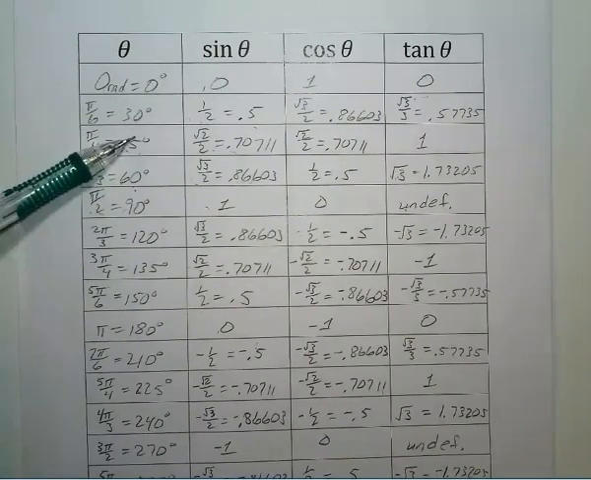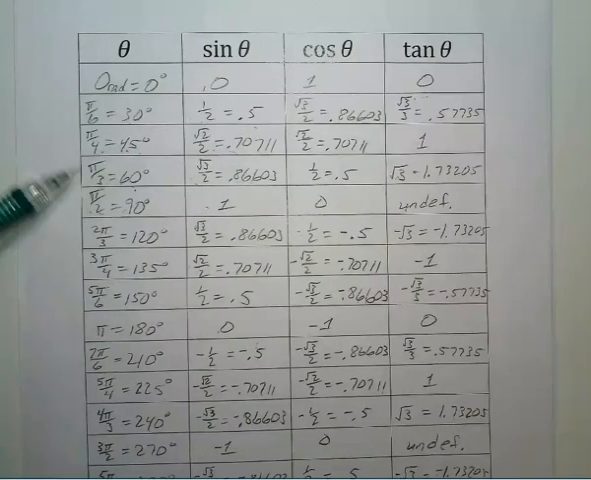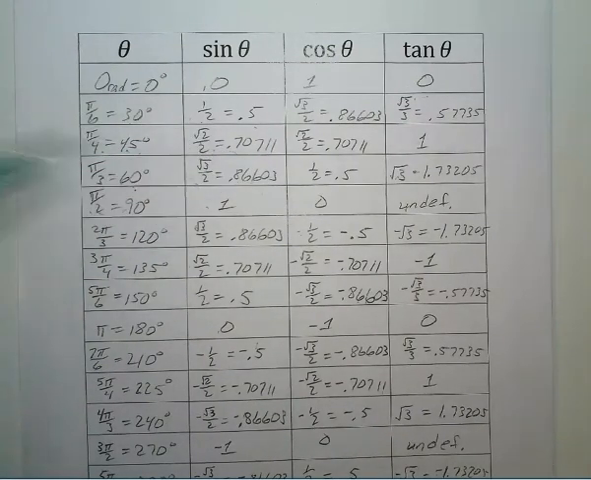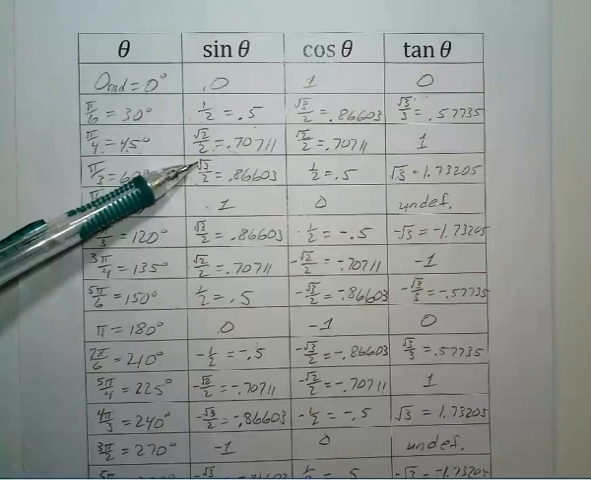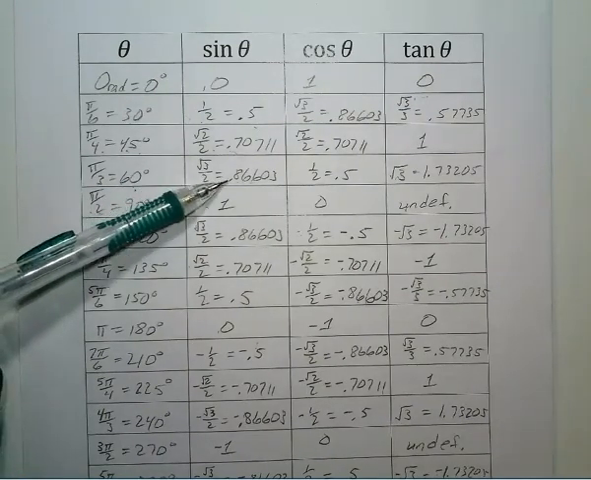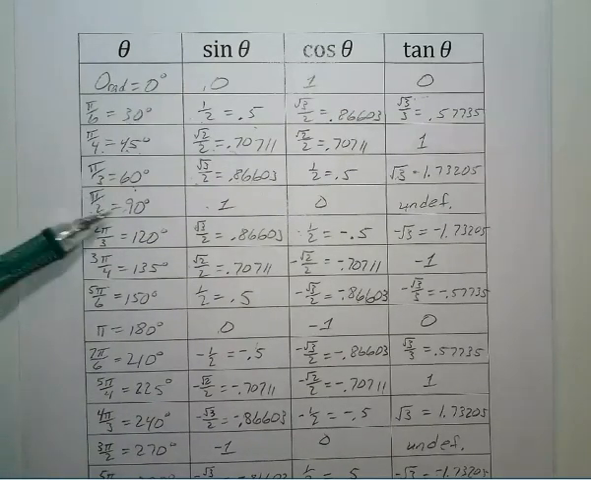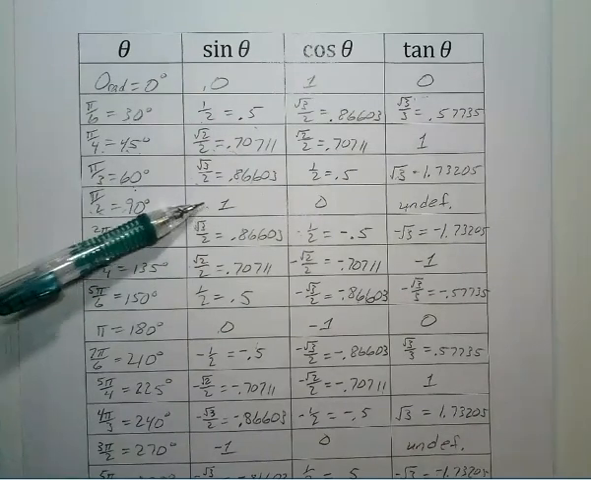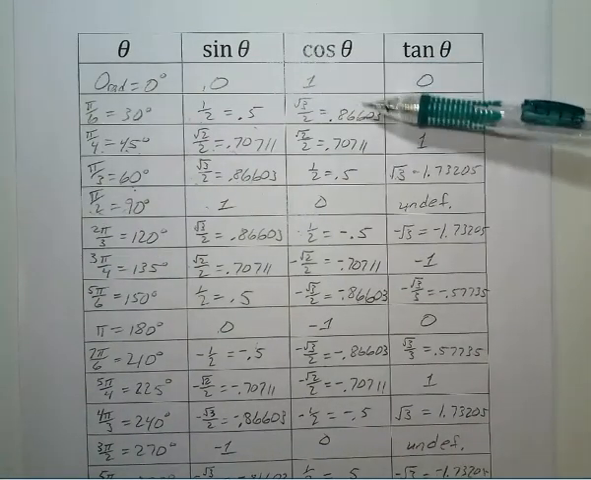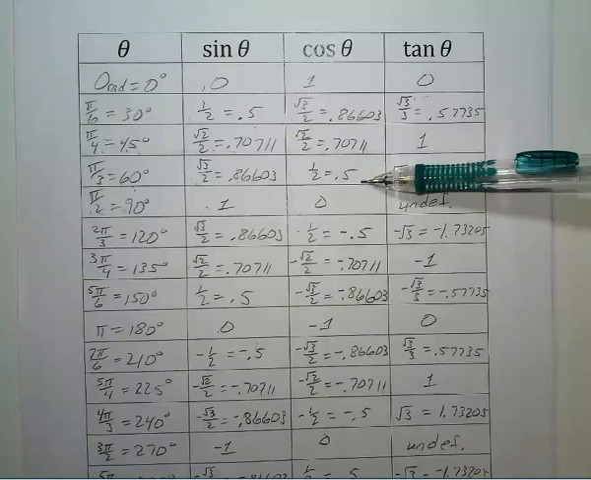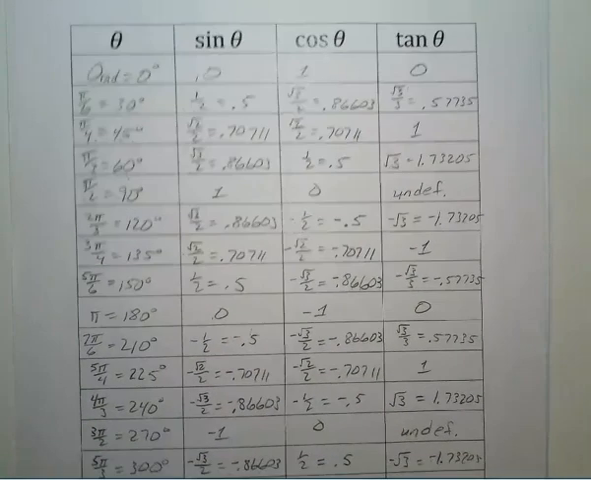We know that sine of 30 degrees, or pi over 6, is 1/2, which is 0.5. Sine of pi over 4, or 45 degrees, is square root of 2 over 2, which is 0.70711, and it keeps on going. Sine of pi over 3, or 60 degrees, is square root of 3 over 2. Plug that in your calculator and you get 0.86603, and it keeps on going. And sine of pi over 2, or 90 degrees, is equal to 1. Same thing with cosine: square root of 3 over 2, square root of 2 over 2, 1/2, and 0.